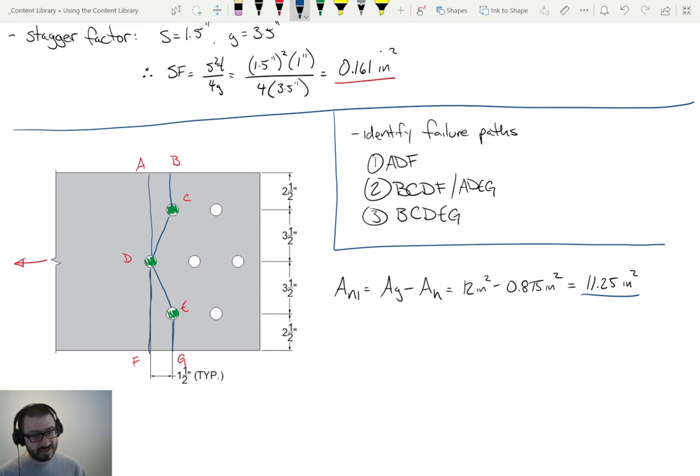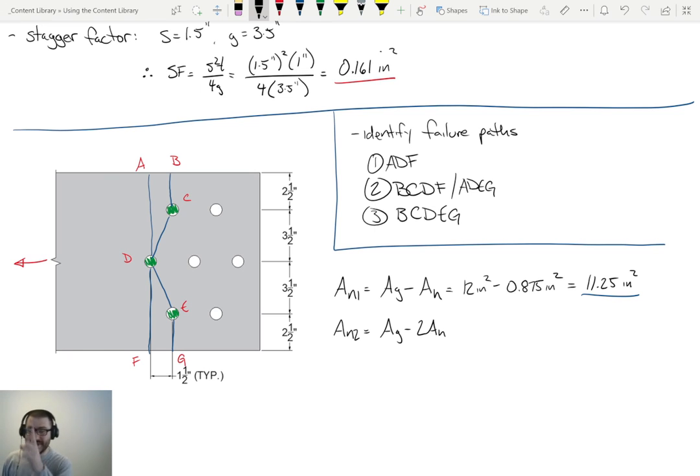Now we're just going to repeat this process for the other options. So let's look at net area 2. Let's look at path BCDF. How do we compute net area? Well, we take the gross area and we subtract the area lost due to the presence of bolt holes. How many bolts do we pass through along path BCDF? We pass through 2.